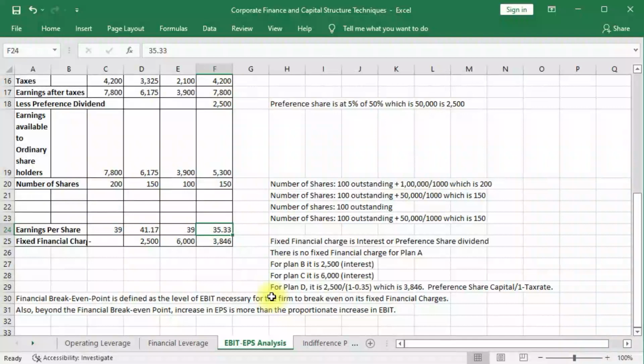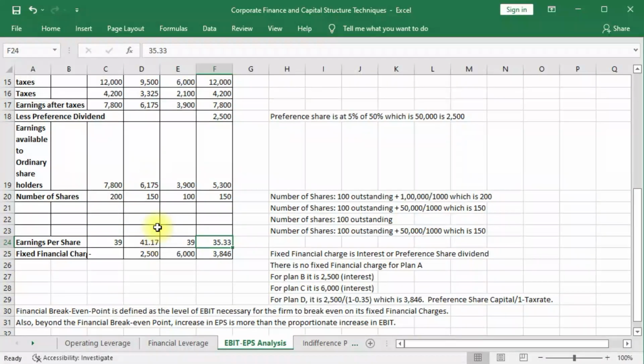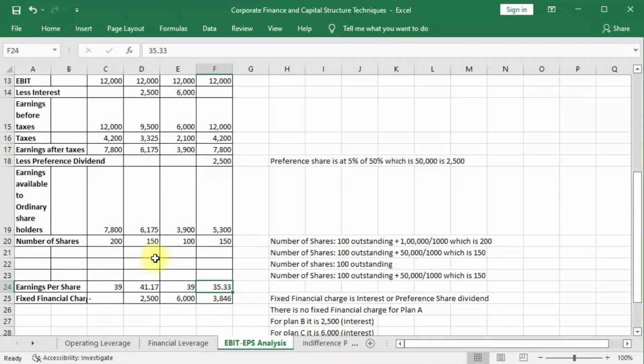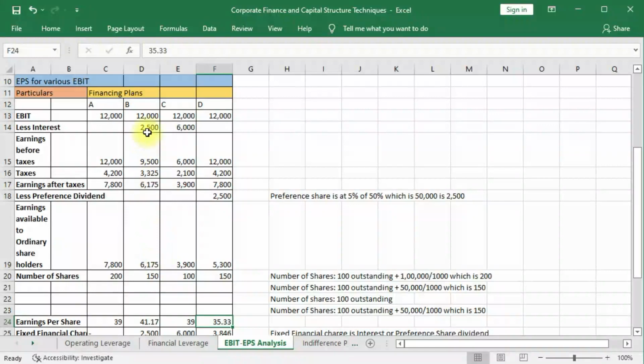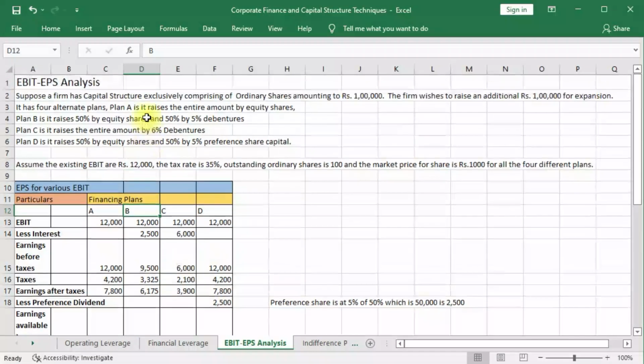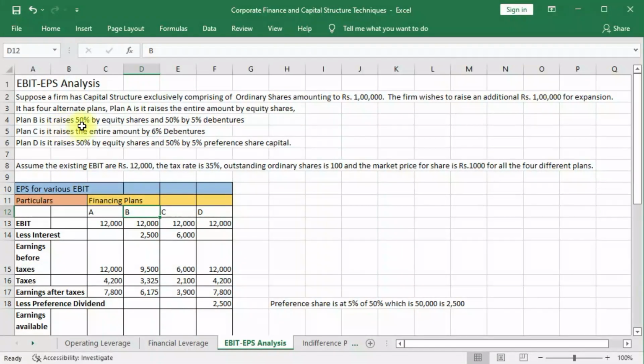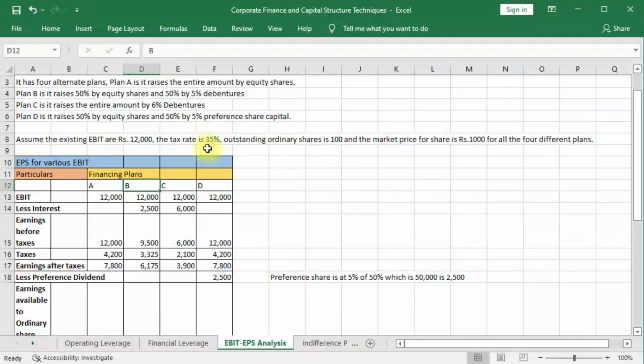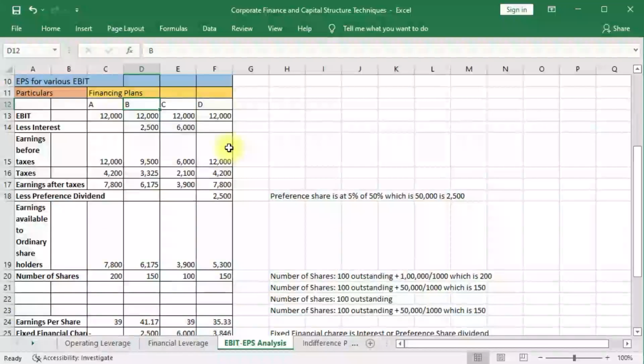So one thing which you have to note is that the earnings per share is maximum. That is what we are trying to do. We are trying to maximize the EPS, or earnings per share, or value of the firm, which is maximum for plan B, which is basically raising 50% by equity shares and 50% by 5% debentures. So that is what is revealed by this EBIT-EPS analysis.